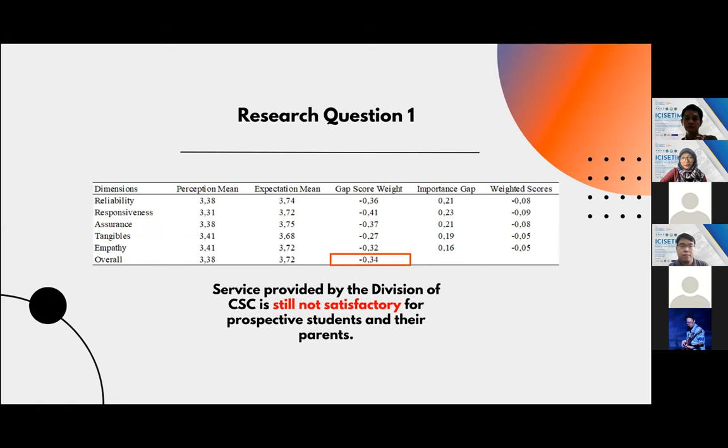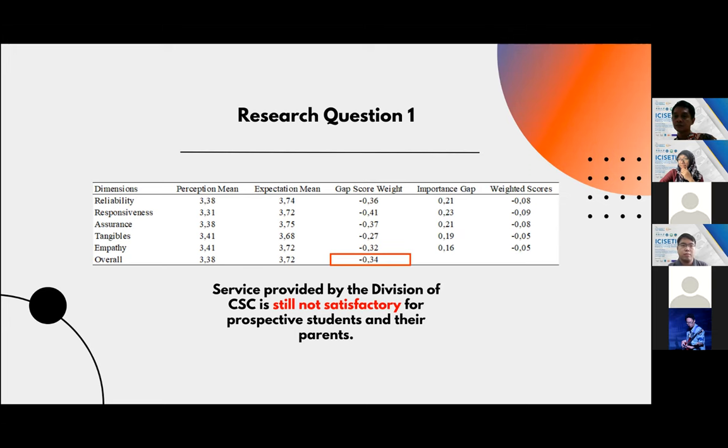Now, for my research, the service provided by the division of CSC is still not satisfactory for prospective students and their parents. It means that the service quality produced by higher education cannot fulfill students' and parents' needs, so they are not satisfied. The factors of reliability, responsiveness, assurance, tangible and empathy have a negative gap of minus 0.08 and more.